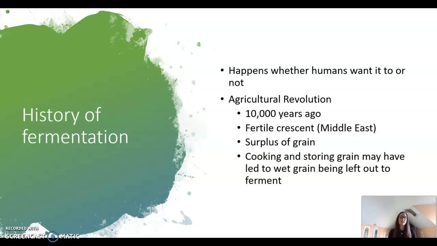Now we're going to look a little more closely at fermentation as kind of an overview of what's going on, a history of fermentation, and why it's such an interesting thing to study. So one thing that always fascinates me is that fermentation happens whether humans want it to or not. This is not something we necessarily control all the time. However, we have adopted it and kind of taken the fermentation process into a controlled environment and used it to make food for ourselves. So what does that mean?